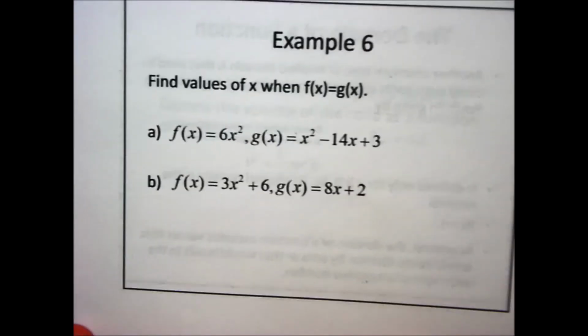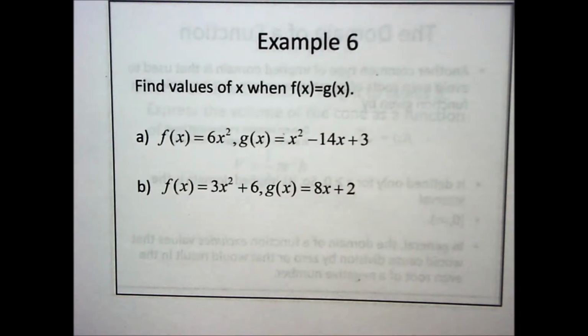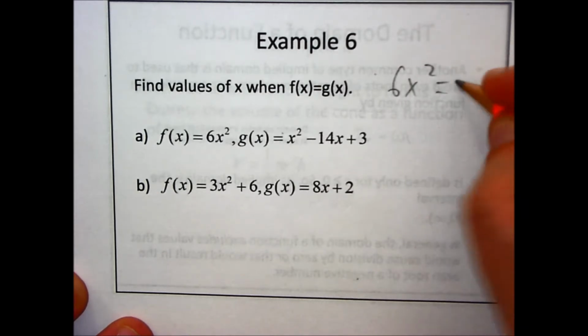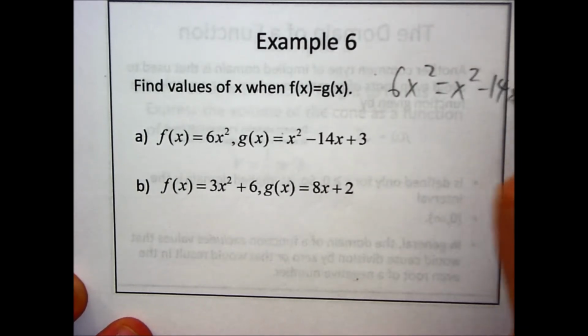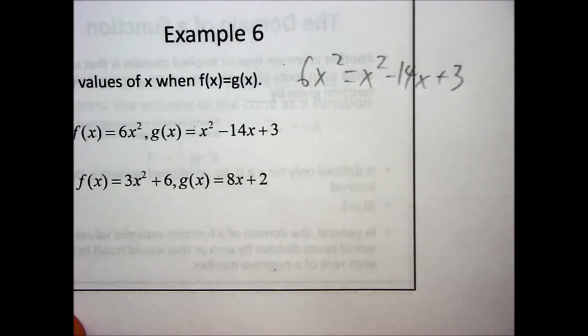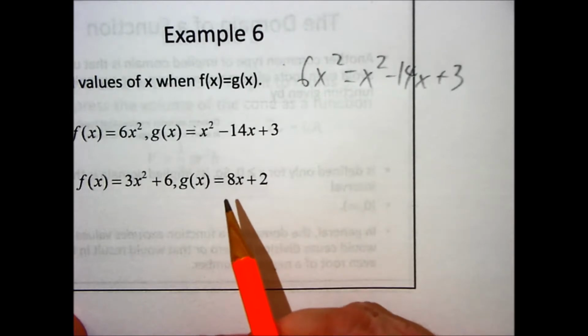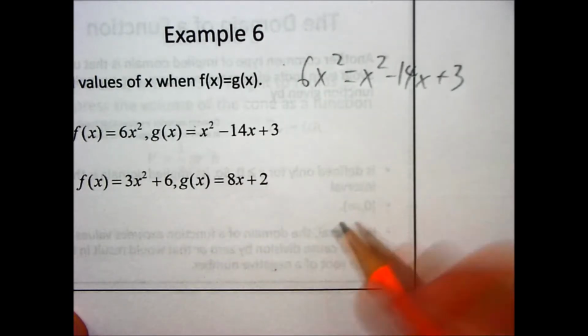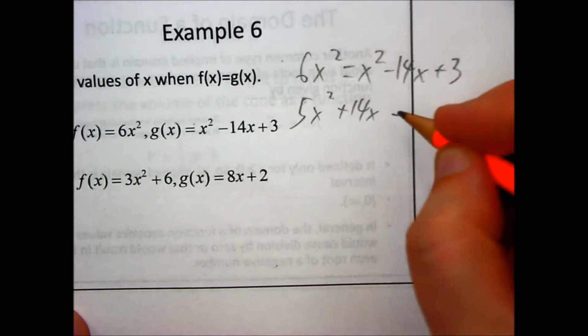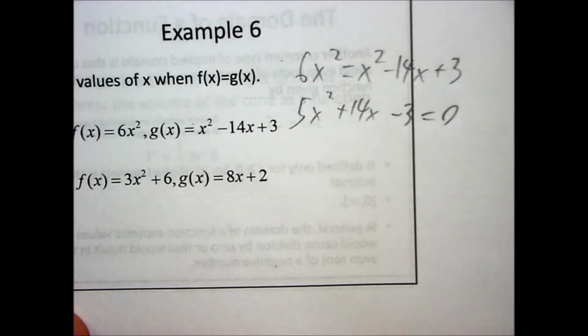Anyway, what about this? Set them equal to each other and solve. So 6x squared is equal to... now I would move everything to the left just because I don't want to deal with a negative leading coefficient. You could move it to the right, it'll still work. But that gives me 5x squared plus 14x minus 3. And then I can factor that.